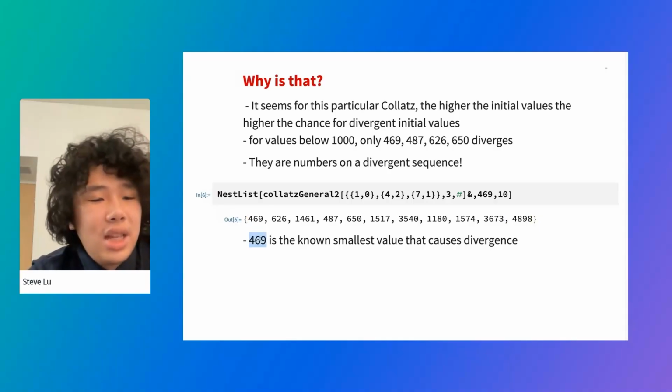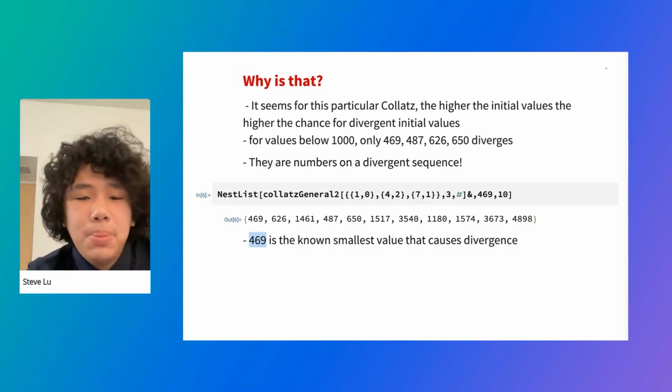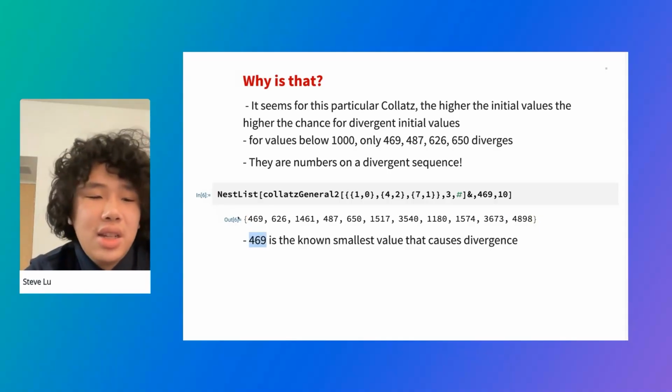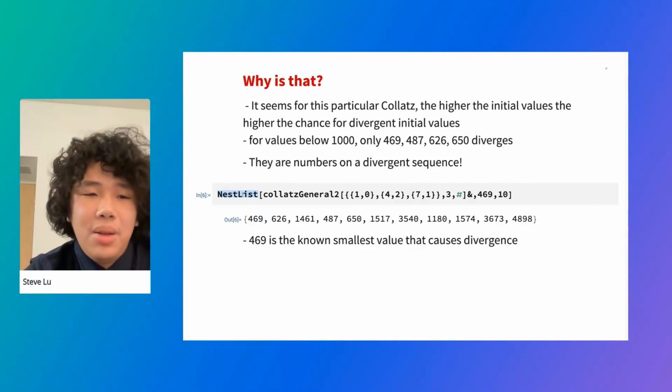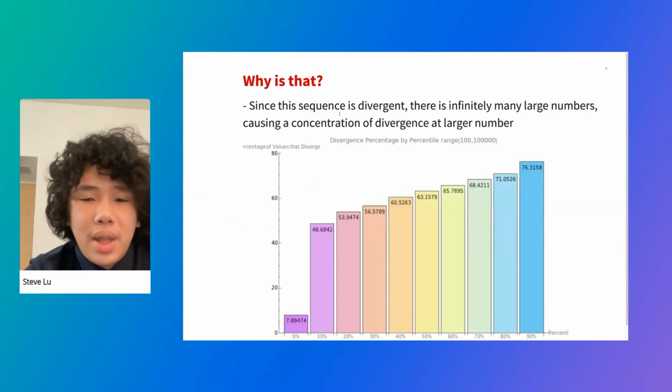And here's another interesting thing. 469 is actually the known smallest value that causes this divergence. You can see all the other values here are all inside this 469 sequence. And just a quick note, for the implementation in Mathematica, we use NestList to have a recursion onto the function itself. And I started plotting in a different plot.